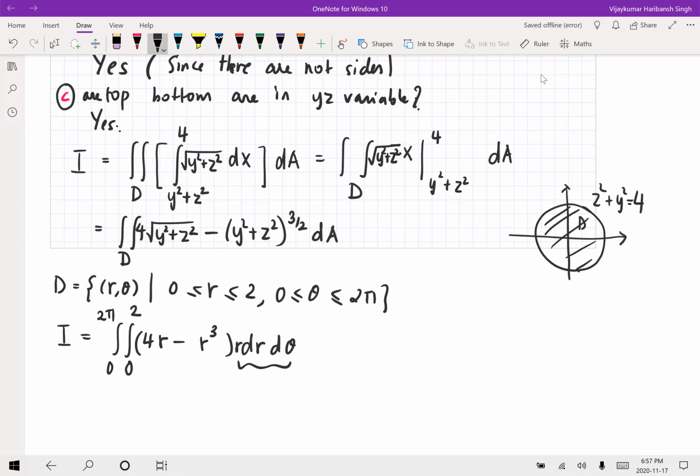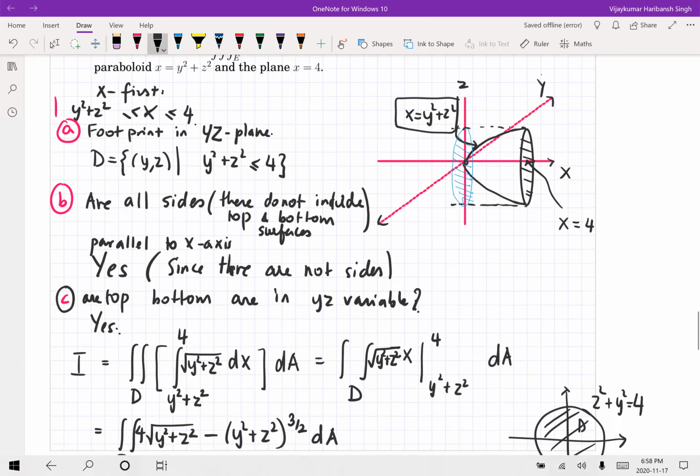This is your area element, right? So in this case, you're really doing the substitution y equals r cos theta and z equals r sine theta. And then you can finish off the integral, right? Now you can separate the integrals even if you want to. So 0 to 2 pi d theta, 0 to 2, 4r minus r cubed, r dr. Okay, so this is how we look at the triple integral and solve it.